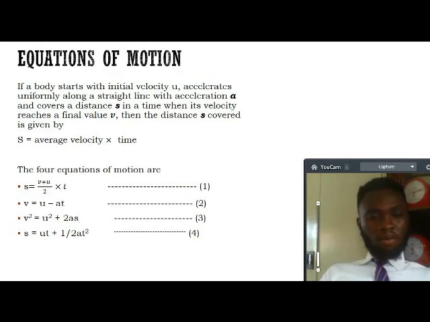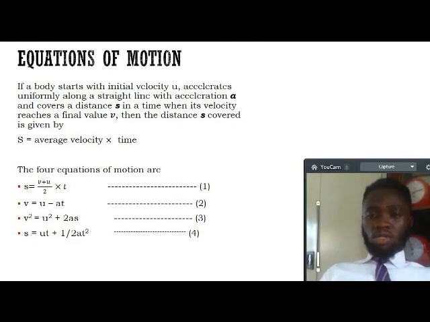Talking about the equations of motion, how are they derived? We say if a body starts with initial velocity u and accelerates uniformly along a straight line with acceleration a and covers a distance s in time t, when its velocity reaches the final value v, then the distance covered is given by s, which is equal to the average velocity times time. So from this formula, we can also derive the 4 equations of motion.